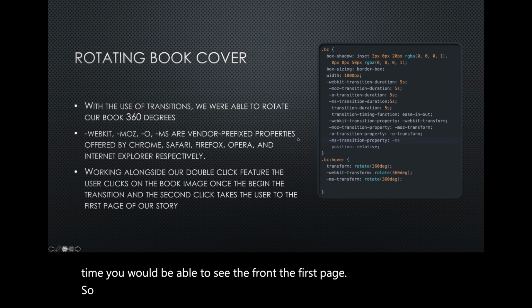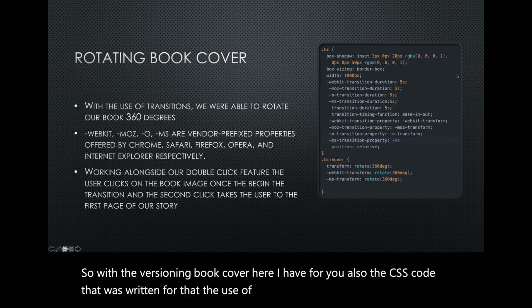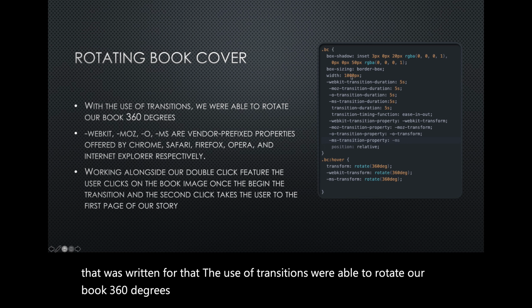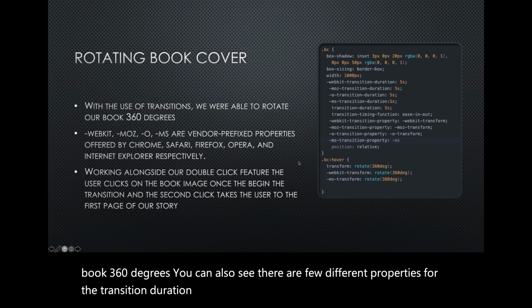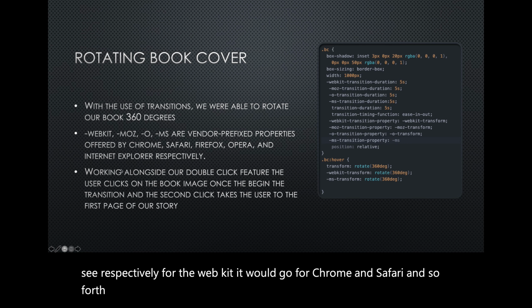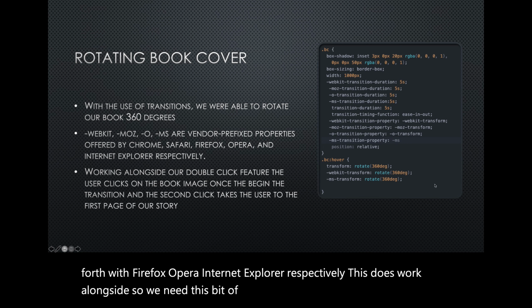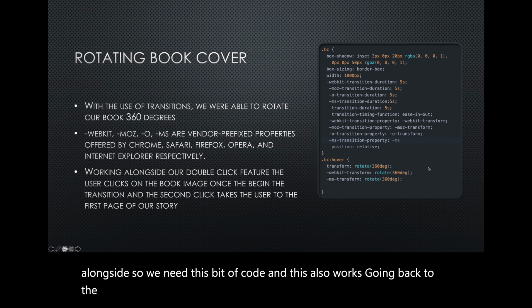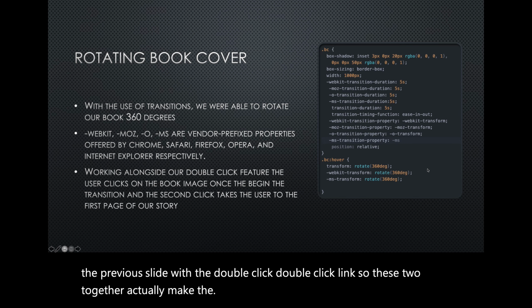With the rotating book cover here, I also have the CSS code that was written for that. With the use of transitions, we were able to rotate our book 360 degrees. You can also see there are a few different properties for the transition duration, and this is used to make sure that our transition function will actually work on different browsers. So you can see respectively for the WebKit, it would go for Chrome and Safari, and so forth with Firefox, Opera, and Internet Explorer. This works alongside the double click link from the previous slide. So these two together make the front cover animation work together very nicely.